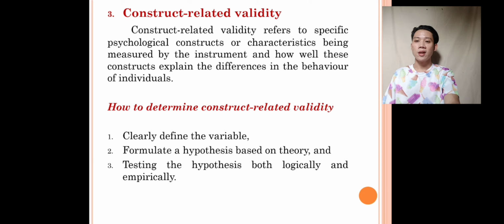And lastly, number three, construct-related validity. Construct-related validity refers to specific psychological constructs or characteristics being measured with the instrument and how well these constructs explain the differences in the behavior of individuals. So how do we determine construct-related validity? First, clearly define the variable. Second, formulate a hypothesis based on theory. And third, test the hypothesis both logically and empirically.